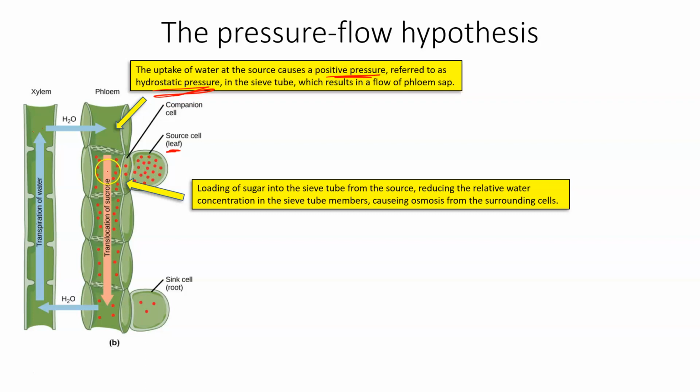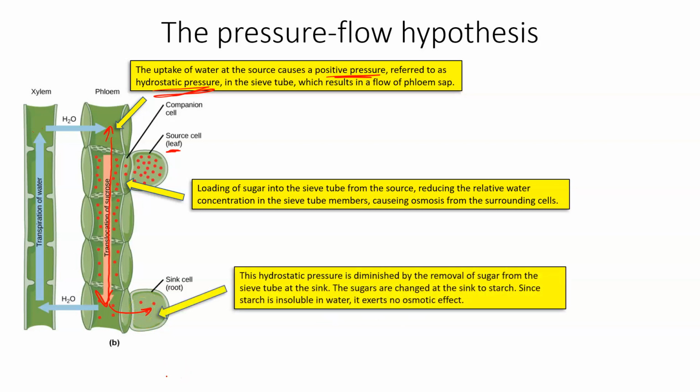So we load the sugar. It causes a lower water concentration or a higher solute concentration. Water is going to move in via osmosis, creating an increase in pressure upstream in the phloem, and therefore net movement down the plant from high pressure to low pressure, where the sugars will ultimately be forced into the sink, which is likely the roots or fruits or seeds or berries, and that is ultimately where they will be stored.